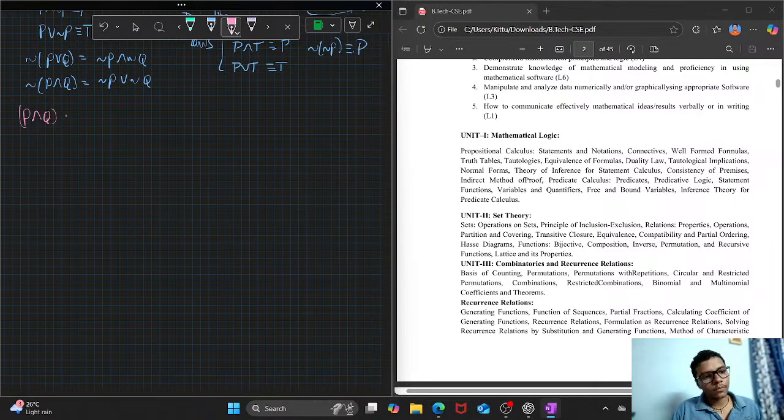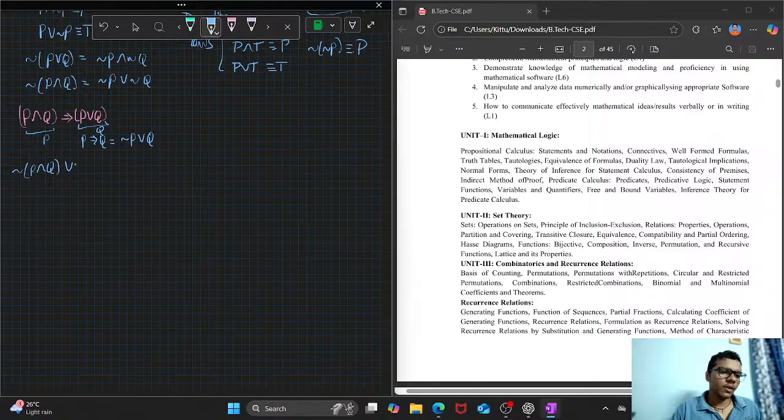P and Q implies P or Q. So this means this statement should be true regardless of what you do. So first there is an implies. The general rule is to remove the implies by using the implication law. The implication law states P implies Q means negation of P or Q, right? So this thing is entirely P and this thing is Q. So negation of (P and Q) or P or Q.